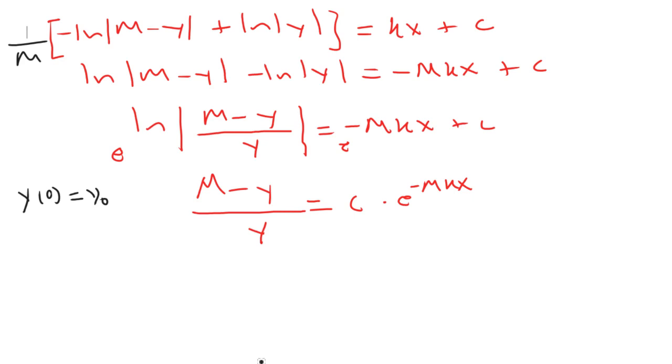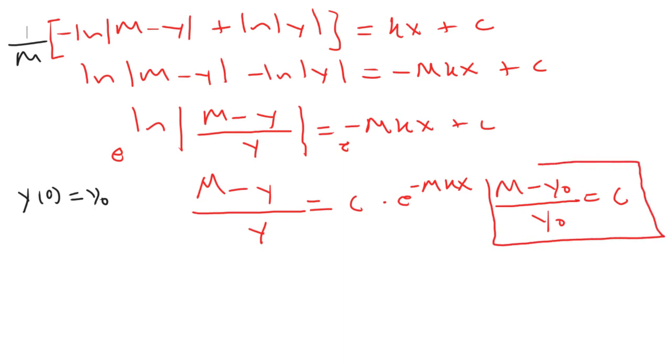Now, what that would imply is that when you plug in 0, you're going to have that m minus y of 0, divided by y of 0, is equal to your constant, because you have e to the 0, which is just 1. So basically your constant is going to be m minus y0 divided by y0.